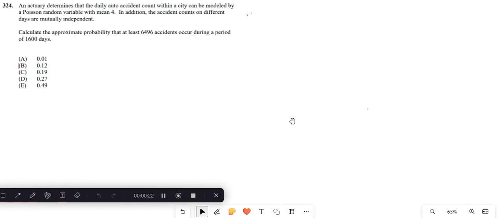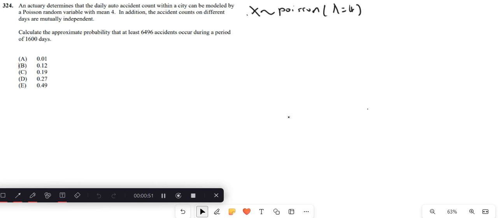So I'm going to denote that variable X. So X, the number of accidents that occur in a day in that city, is Poisson with a mean of 4. In addition, the accident counts on different days are mutually independent.